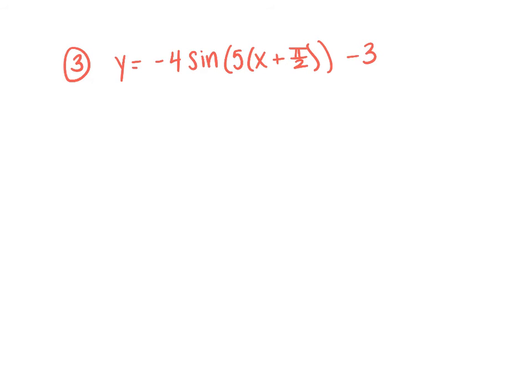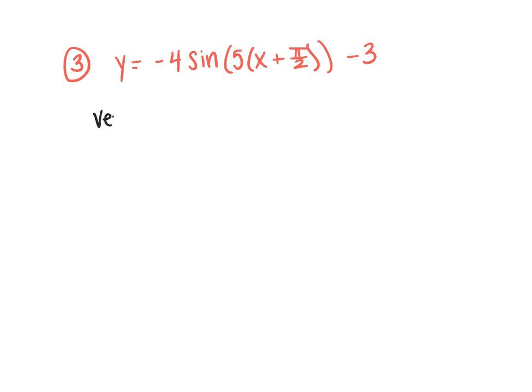Okay, let's just try one more problem. So we'll call this problem number 3. So y equals negative 4 sine 5x plus pi over 2, and then minus 3. So from this graph, I'd like you to tell me a few things.